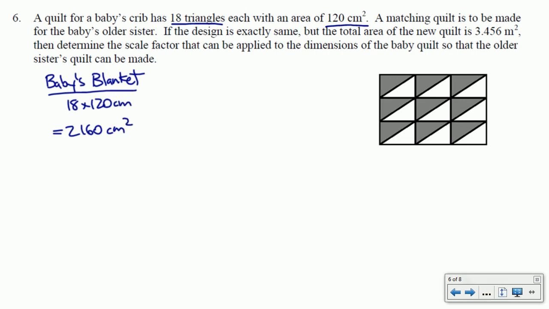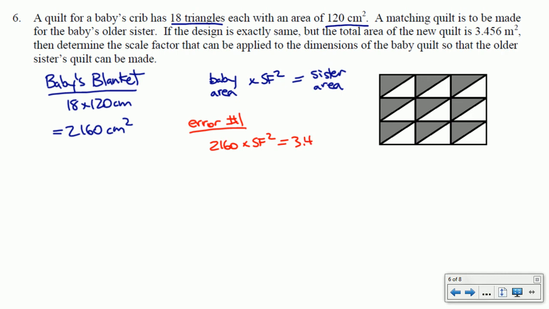So to solve this question, we need to do the baby blanket area times the scale factor squared to determine the sister's blanket area. There's a couple ways this calculation can go wrong. I'll walk you through them right now and see if you can spot the error on your own. So first we're going to go 2160 times scale factor squared equals 3.456. In order for me to determine the scale factor, I divide both sides of this equation by 2160. 2160 divided by itself is 1. This gives me 0.0016 on the right hand side of this equation. I need to square root both sides to get the scale factor, and I see the scale factor is 0.04.